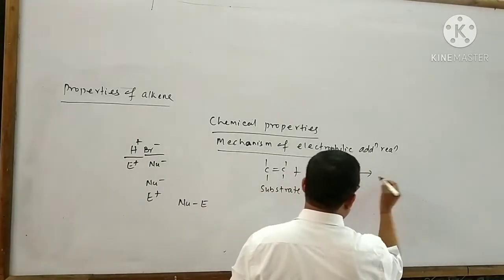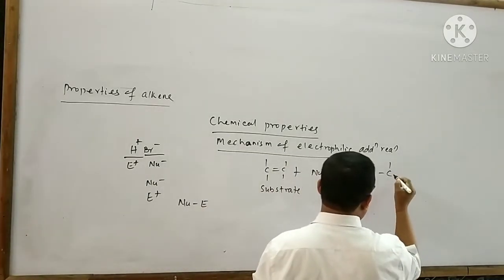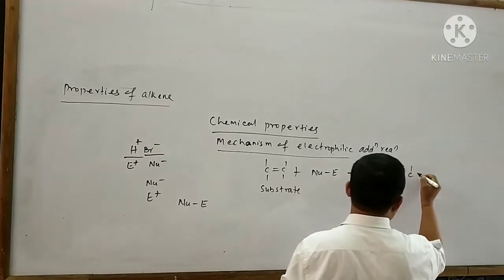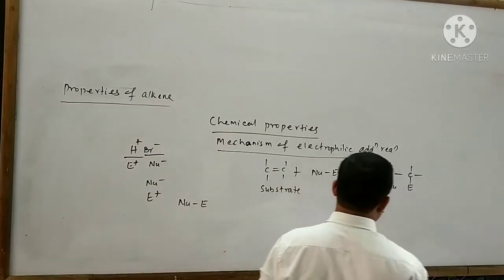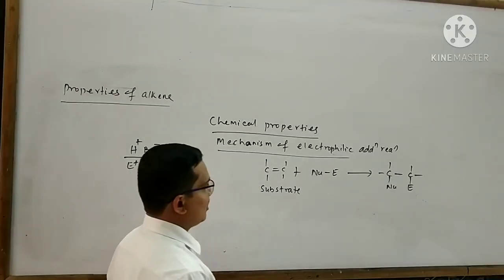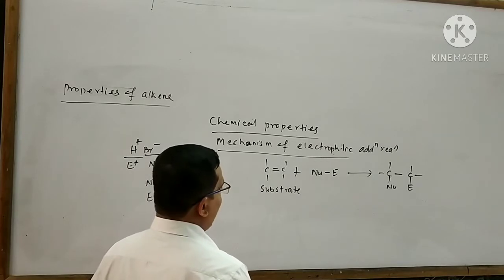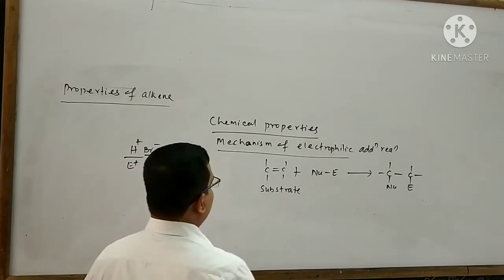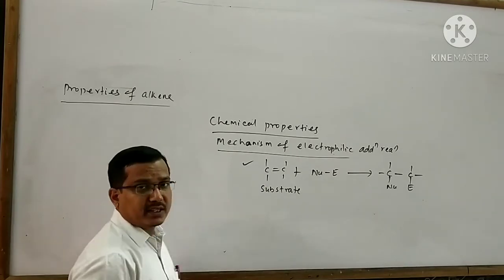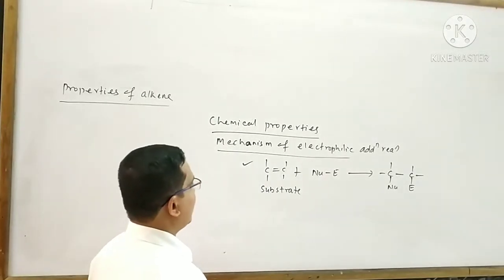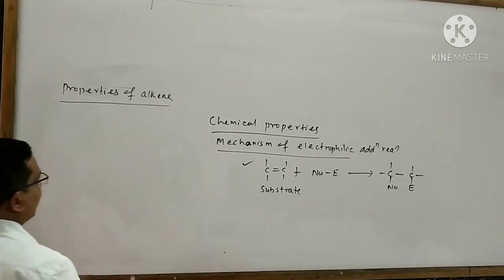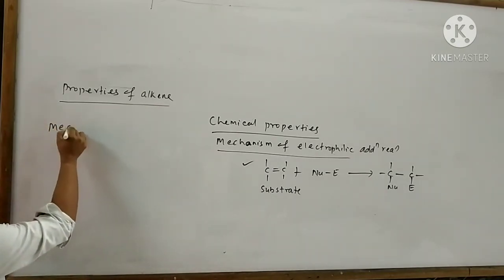And the product is C-C with Nu and E attached: Nu-C-C-E. This is an example of electrophilic addition reaction. Our aim is to explain the mechanism of this reaction. Mechanism means the steps by which the reaction is possible. I want to explain the mechanism of this reaction.